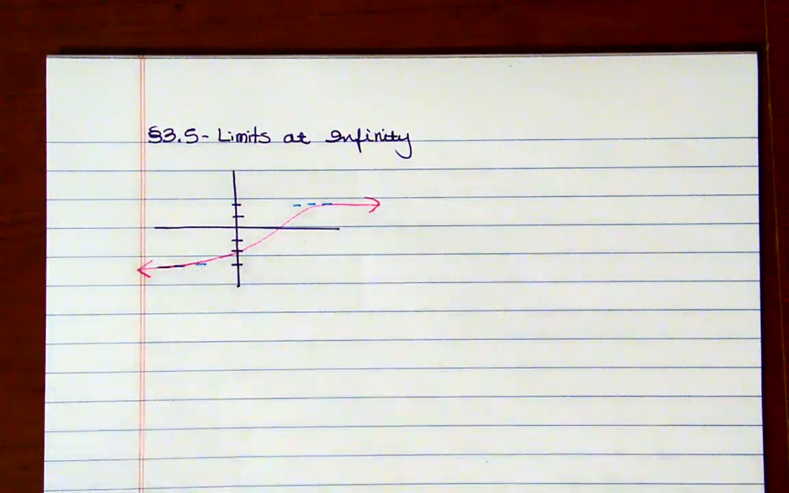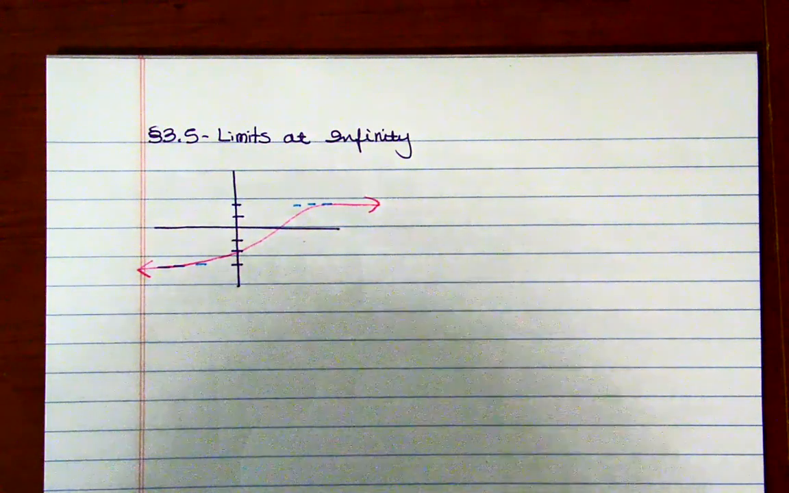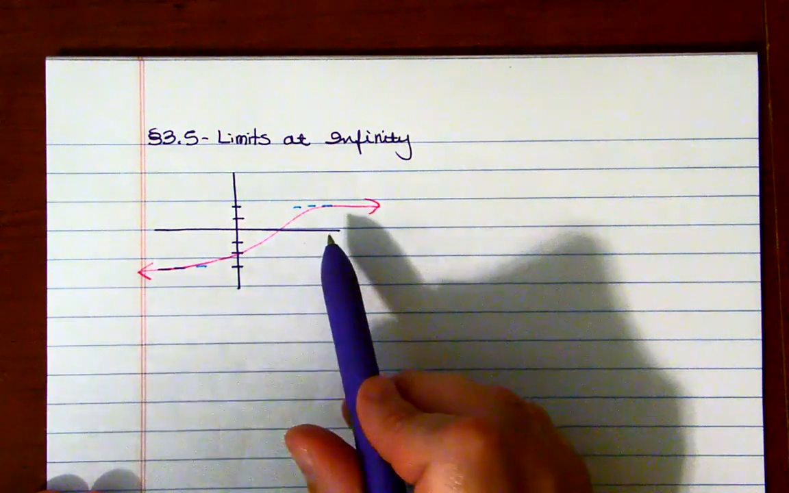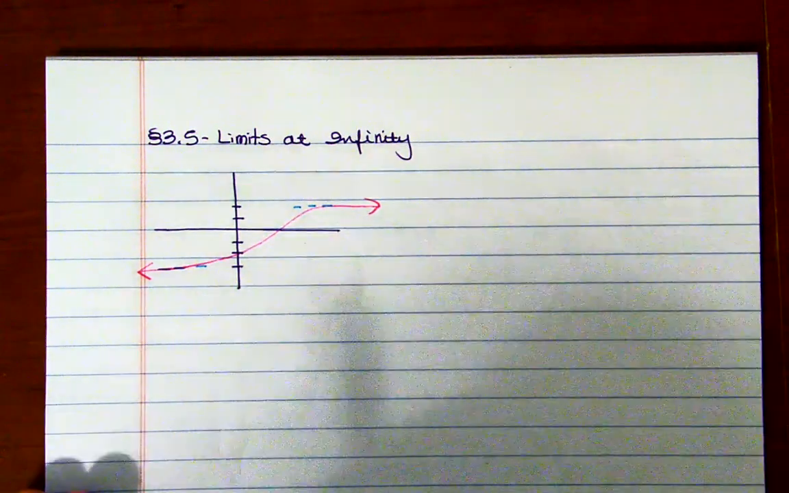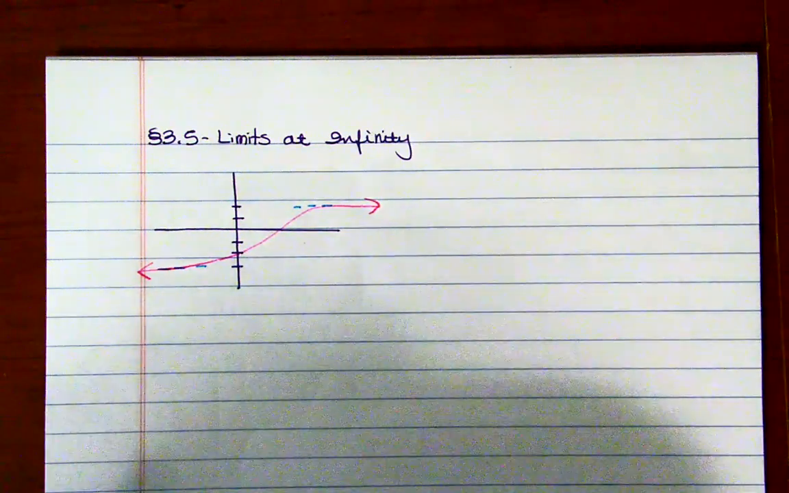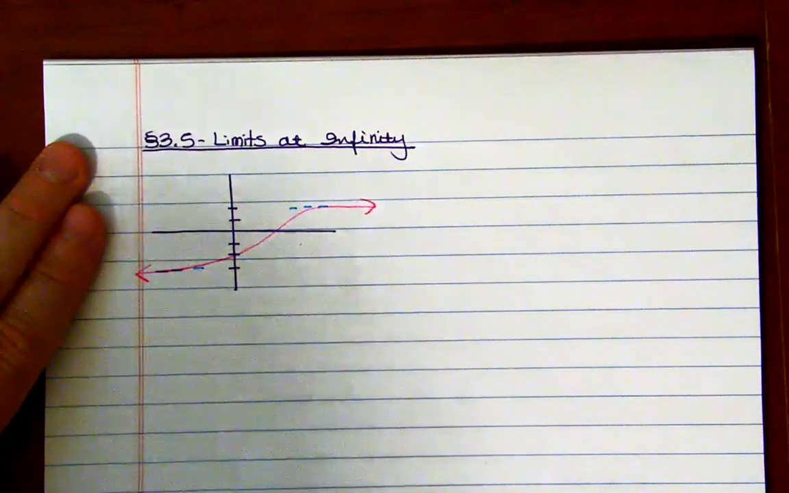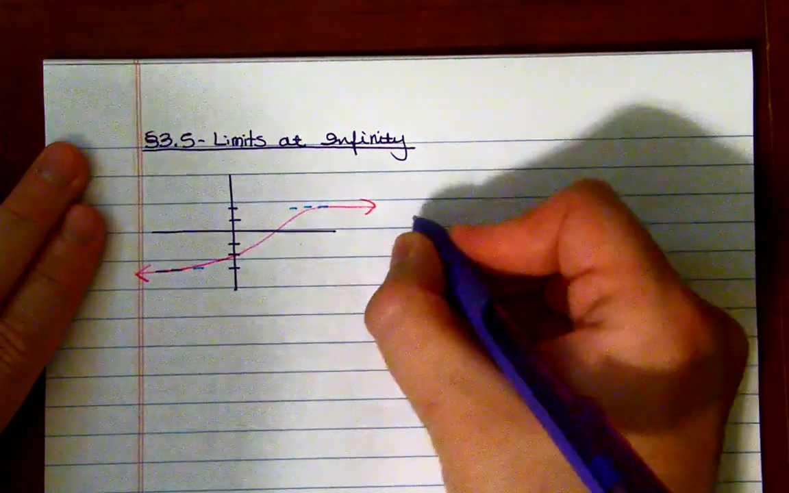So the last section in our first unit that we're going to take a look at actually isn't in chapter 1 in the book, but to me it makes sense to talk about now. This is section 3.5 in your textbook, and we're going to talk about limits at infinity. Not infinite limits, where we got infinity and negative infinity as our answers, but rather what happens as x approaches infinity and as x approaches negative infinity.